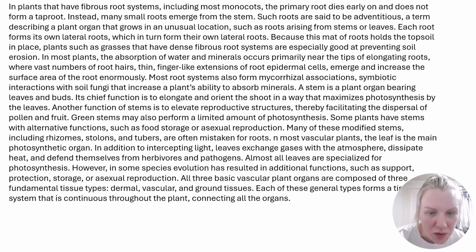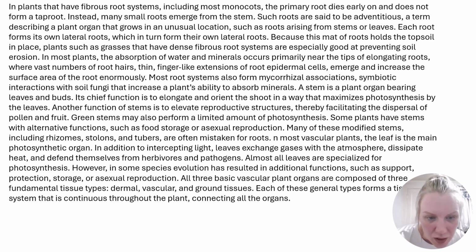In most plants, the absorption of water and minerals occurs primarily near the tips of the elongating roots, where a vast number of root hairs, thin finger-like extensions of root epidermal cells, emerge and increase the surface area of the root enormously. Most root systems also form mycorrhizal associations, symbiotic interactions with soil fungi that increase the plant's ability to absorb minerals.